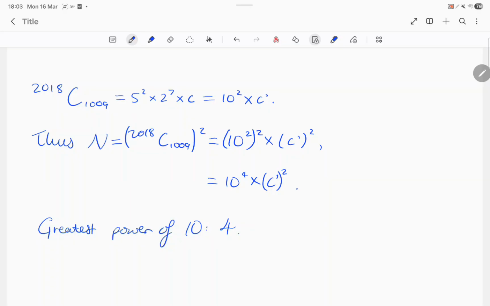Thus, the total number of paths n, which is equal to 2018 choose 1009 all squared, is equal to 10 to the 4 times the square of c prime. Thus, the greatest power of 10 that fits into the number of paths is 4.